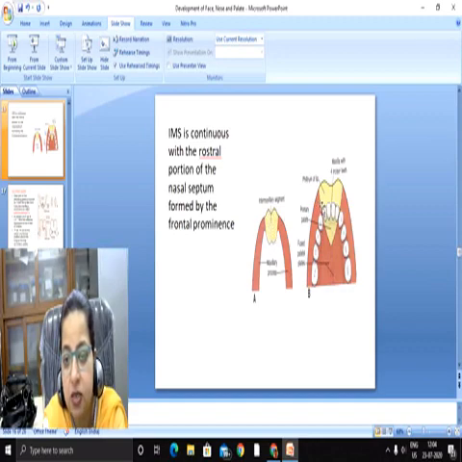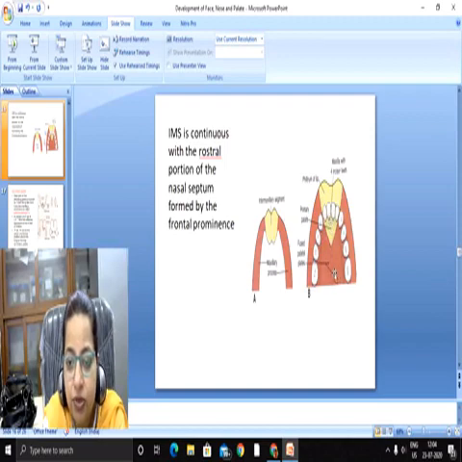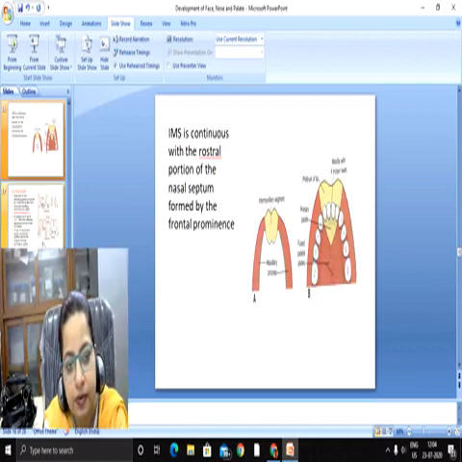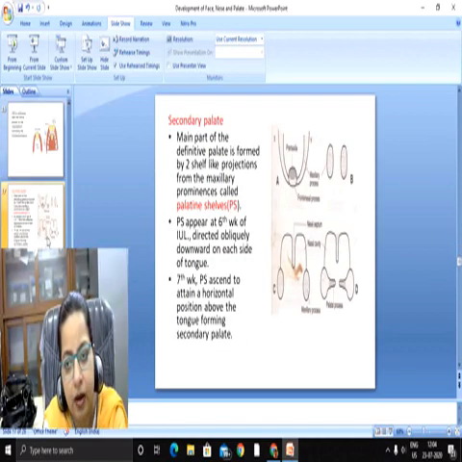This intermaxillary segment is carrying three components. One is the philtrum of the upper lip, then there are four incisor teeth, and the rest of the primary palate, the triangular primary palate. Now, this triangular intermaxillary segment fuses with the secondary palate to form the palate as a whole.